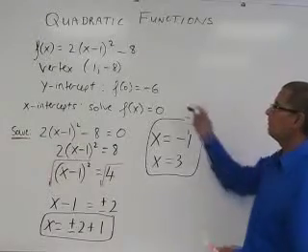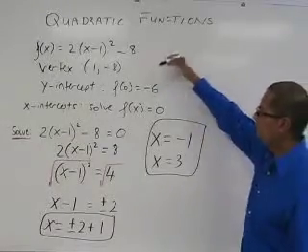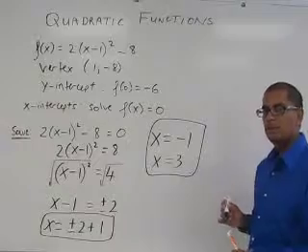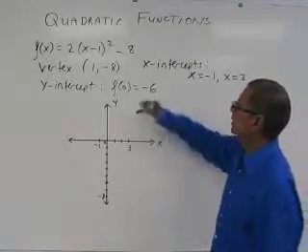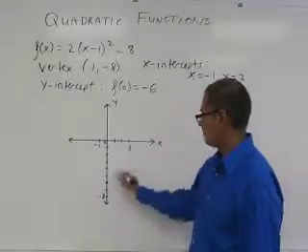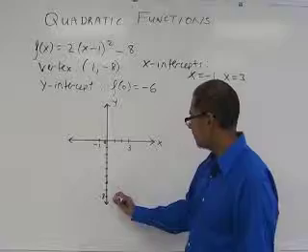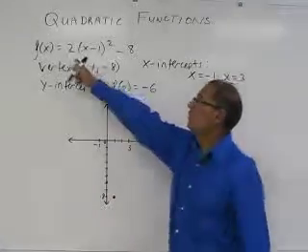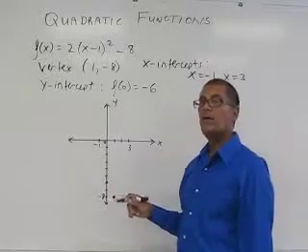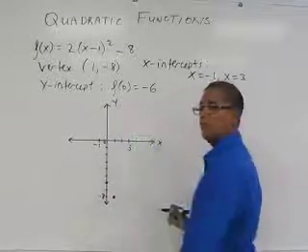So now we have all this information. We have the y-intercept, the vertex, and the x-intercepts. Let's sketch a graph of this function. So here's the xy coordinate plane, and let's put in the things that we know. We know the vertex is at (1, negative 8), so that's about down here. It's a minimum because a is greater than 0, a is positive. So this parabola opens up.